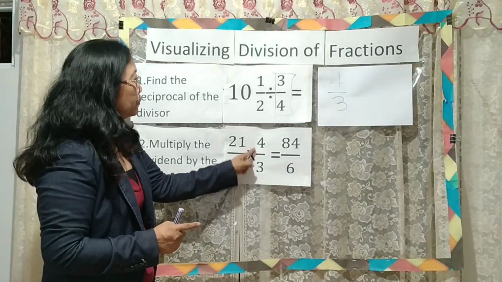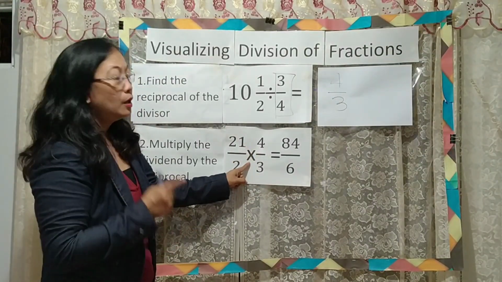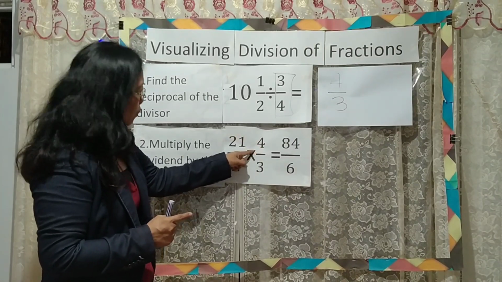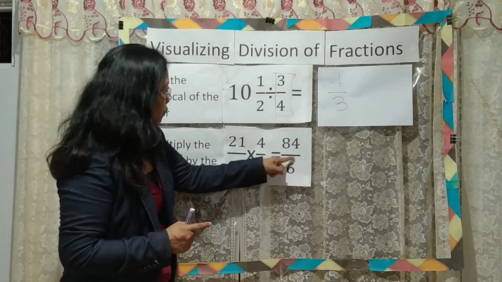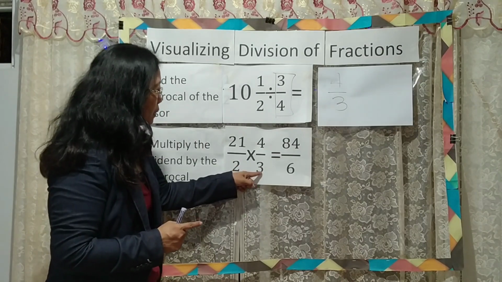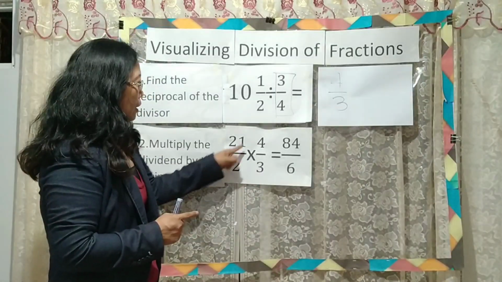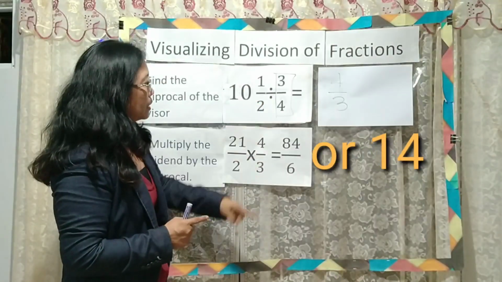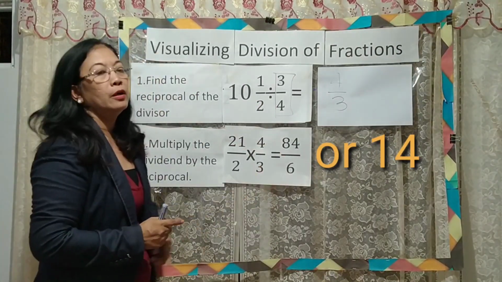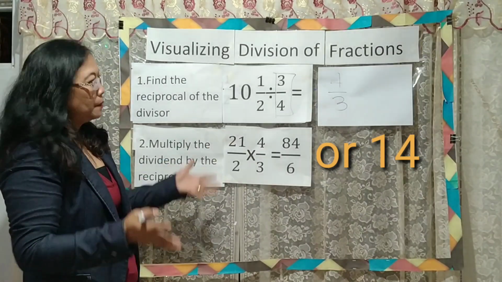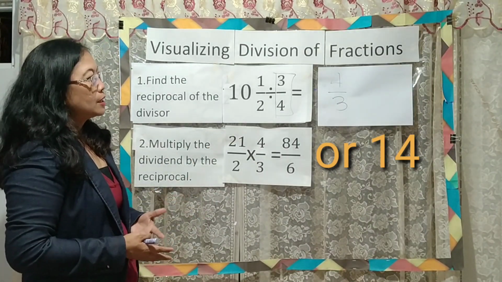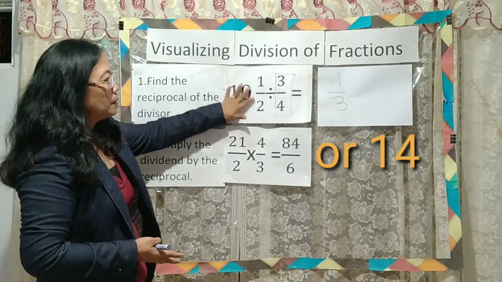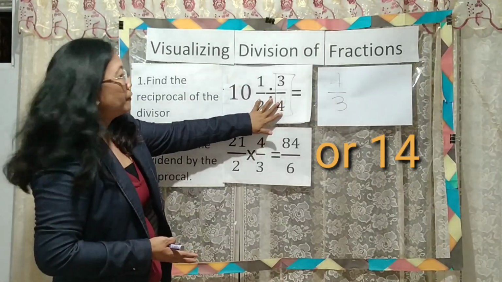So instead of division, we now use multiplication. Then you multiply 21 times 4, which is 84. Then 2 times 3 is 6. Therefore, 10 and 1/2 divided by 3/4 is equal to 84 over 6. As simple as that. So that's how you are going to divide a mixed fraction by a fraction.